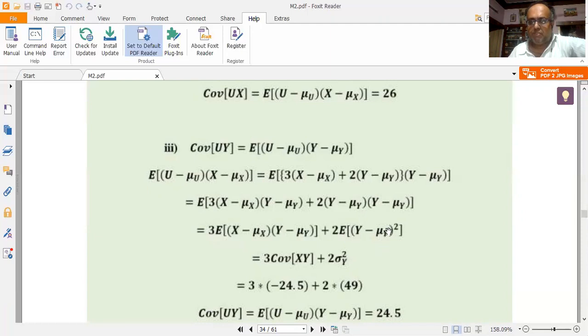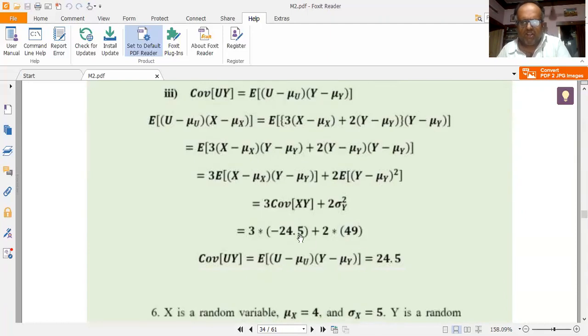Now recall what this is given by. The expected value of y minus mu y the whole square is given by the variance sigma y square. The expected value of x minus mu x into y minus mu y is given by covariance of xy. So that's why I get covariance of uy to be equal to 3 into covariance of xy plus 2 sigma y square, which is equal to 3 into minus 24.5 plus 2 into 49. Covariance of xy is calculated to be equal to minus 24.5. Sigma y squared is given by 7 square, so that is given as 49.